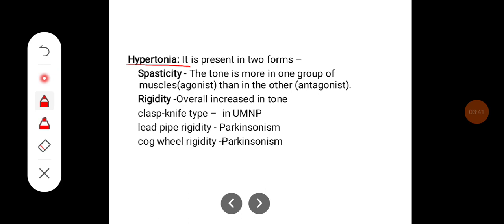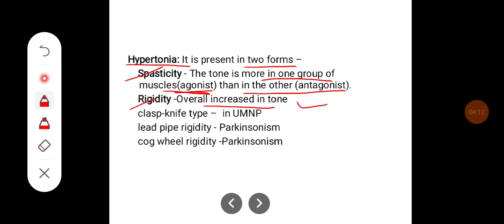Hypertonia is an increase in the muscle tone, and it is of two forms. It can be spasticity or it can be rigidity. Spasticity is where the tone is more in one group of muscles, that is the agonist muscles, than in the other, that is the antagonist muscles. In rigidity, there is an increase in overall tone of the muscle in both extensor and flexor groups of muscles.